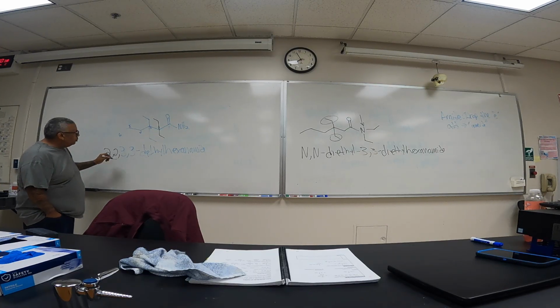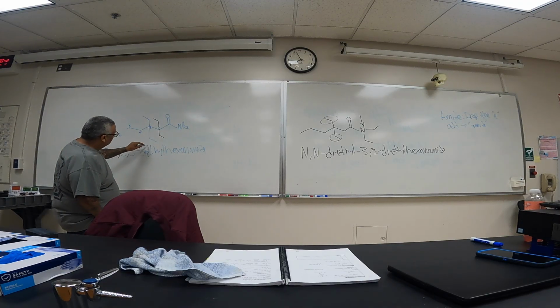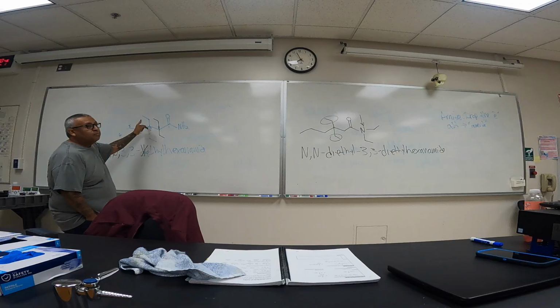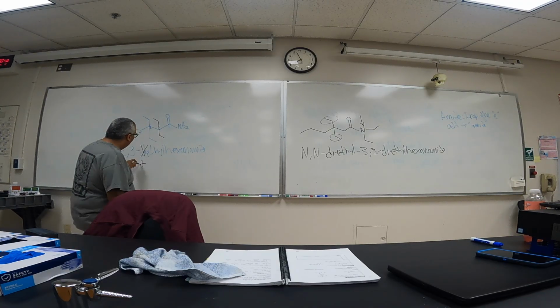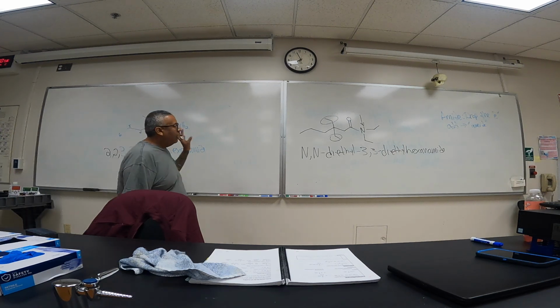2, 2, 3, 3. So 2, 2, 3, 3, and we would change this to what? Because there's 4, mono, di, tetra, perfect. We would change that to tetra. So 2, 2, 3, 3, tetraethyl hexanamide.